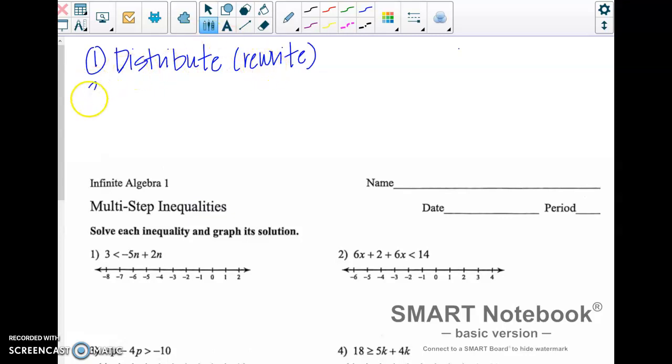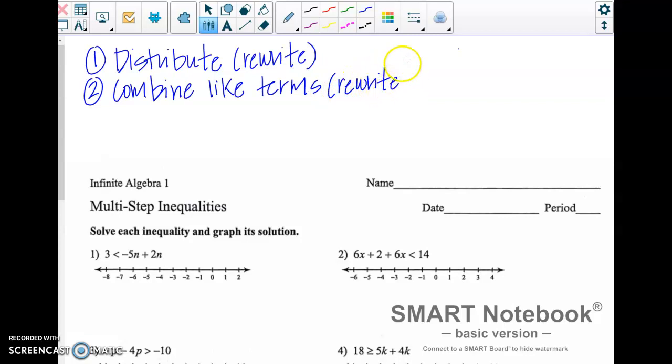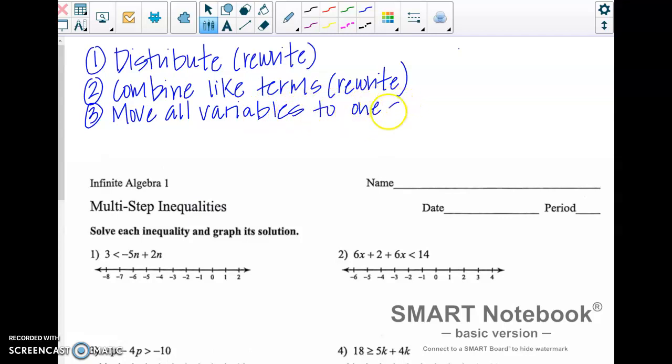Anytime you see parentheses with a number on the outside, use the distributive property and then rewrite your equation. The second thing we do is combine like terms. If there are any constants or variables that can be combined, we combine like terms, and we also rewrite for the next step. The third thing, if possible or necessary, is to move all variables to one side. Sometimes you have x's on both sides of the equal sign or the inequality sign, and you have to move all variables to one side. And then you can actually start solving.